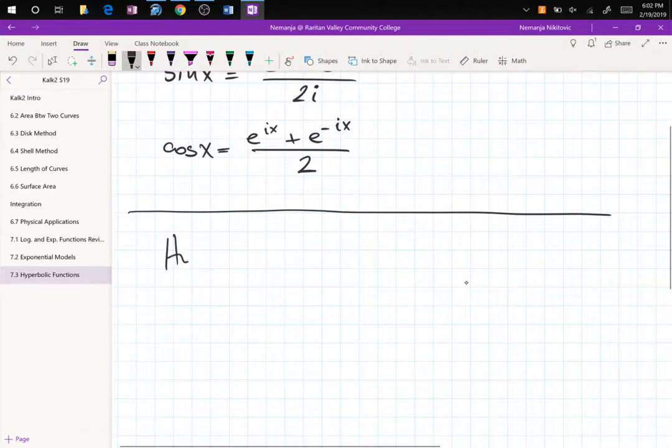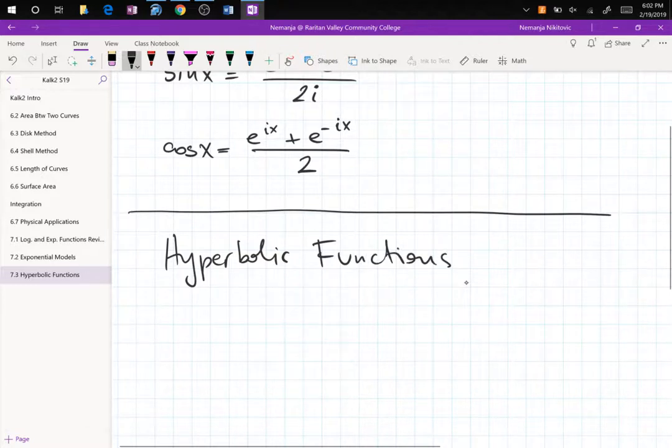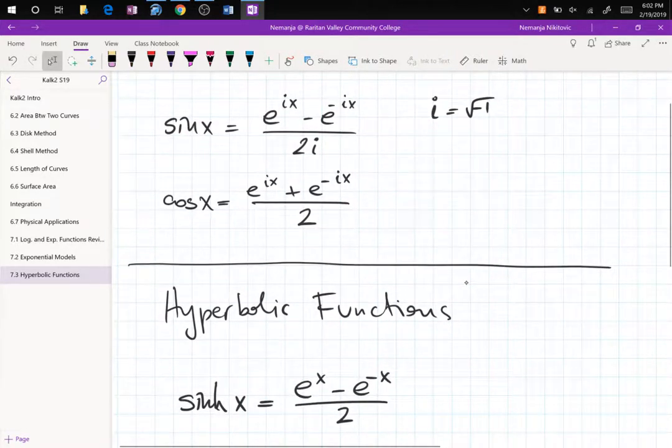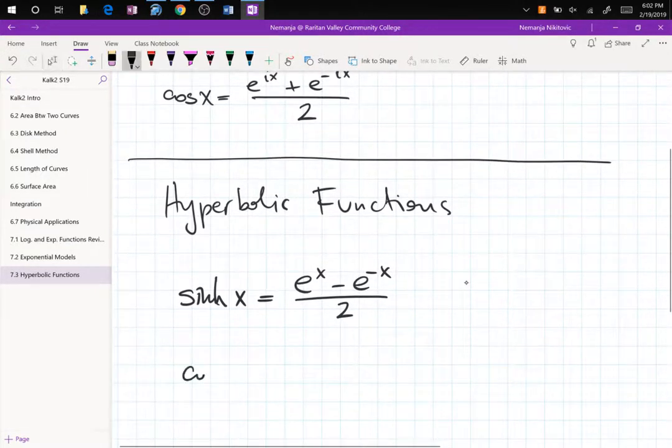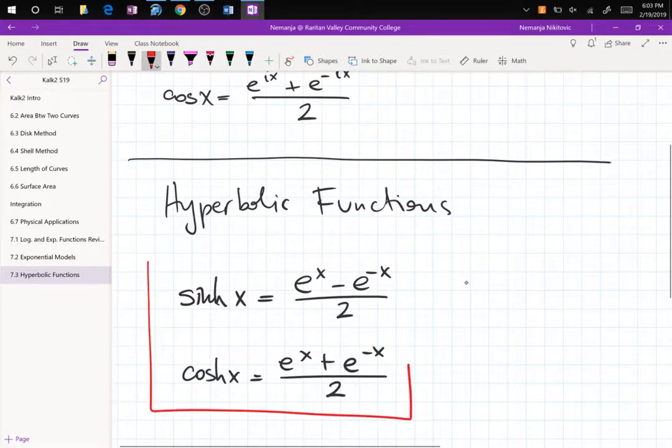So hyperbolic functions. The definition for sine hyperbolic x is e to the x minus e to the minus x over 2. If you take a look at this and the sine function, there's just the complex i's missing. Cosine hyperbolic x is defined as e to the x plus e to the negative x over 2. And those are the two most important definitions.